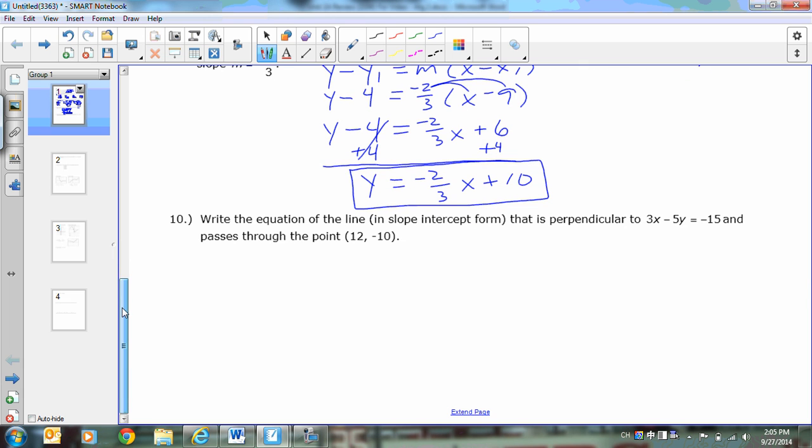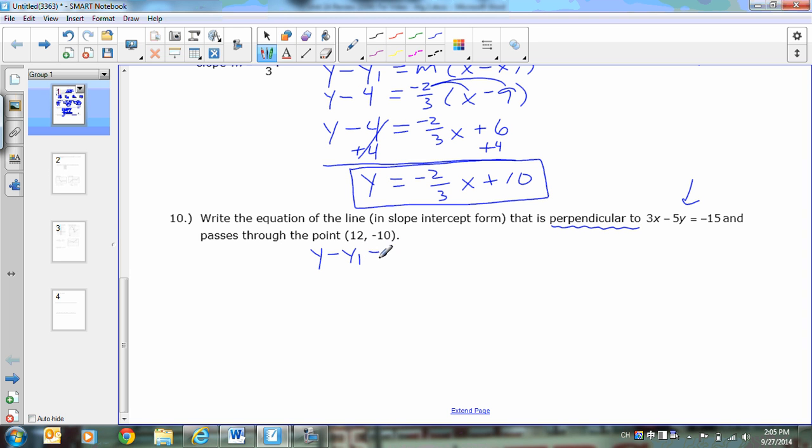Number 10 asks us to write the equation of the line in slope-intercept form that is perpendicular to this line and passes through the point 12, -10. All right, so our beginning point is always going to be point slope form. So let's write that down. Y minus y sub 1 is equal to the slope times x minus x sub 1. Okay, so again, the two things we need: a point that lies on the line. Well, we're given that right here. Here's our x1, there's our y sub 1. The other thing we need is the slope, okay?